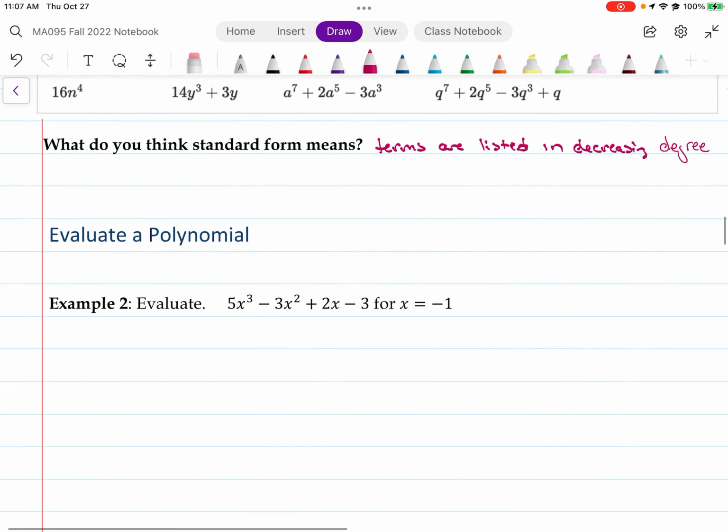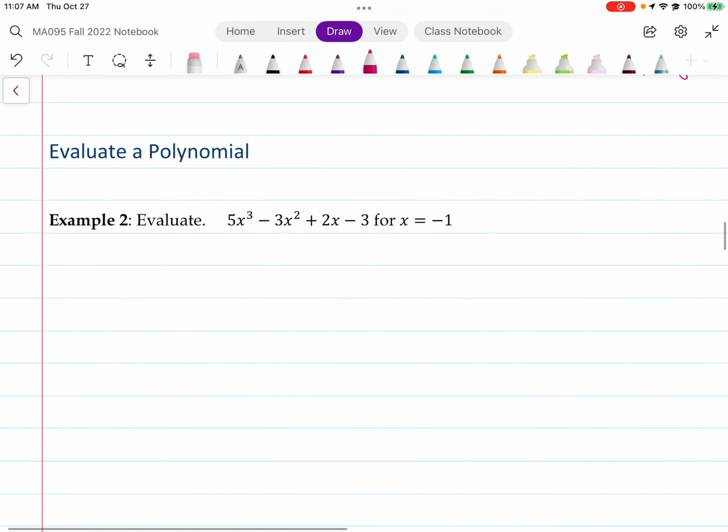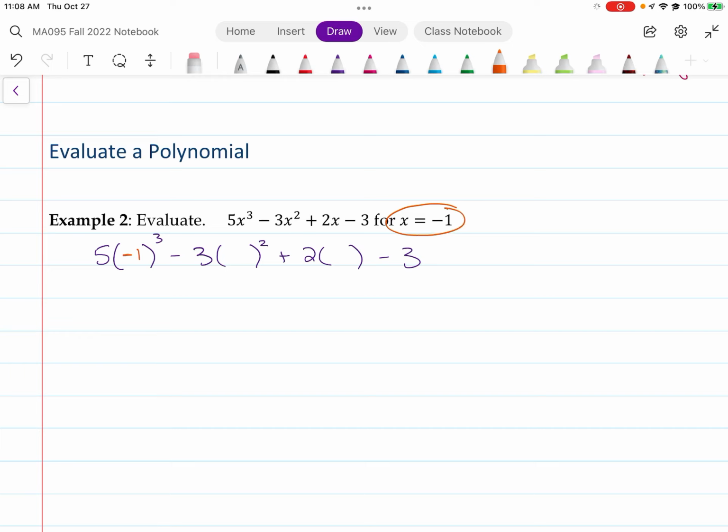Okay, next we're going to evaluate a polynomial. So you have to be careful when you have negatives. This is one of the biggest problems I see on exams and things like that. So make sure you use parentheses. So I'm going to write this 5x cubed. Whatever x is going to go in those parentheses. Minus 3x squared plus 2x minus 3. All right, so now I'm going to put x equals negative 1 in for every single one. Negative 1, negative 1, negative 1.